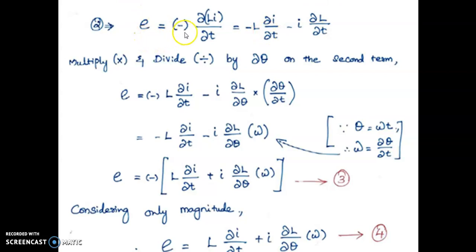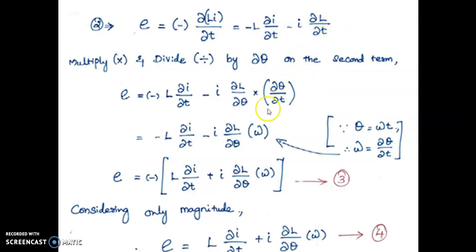So E is equal to minus of, instead of d lambda by dt, now we are considering the partial differentiation dou lambda by dou t, and instead of lambda we have used L into I here. So we have to differentiate this L into I with respect to the time t in a partial differentiation manner. This is nothing but we have to apply the UV method. So minus L into dou I divided by dou t minus I into dou L by dou t.